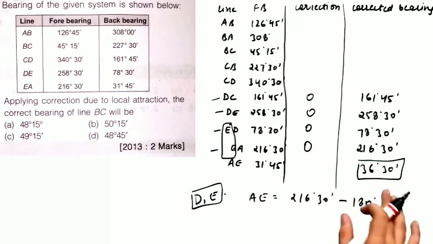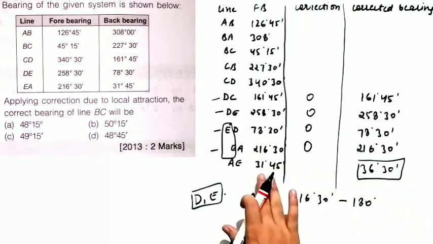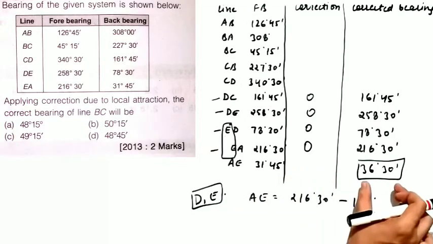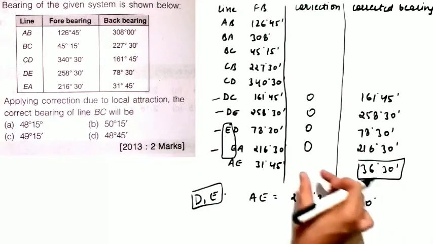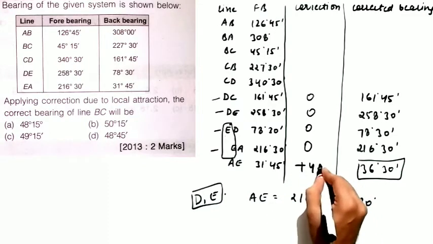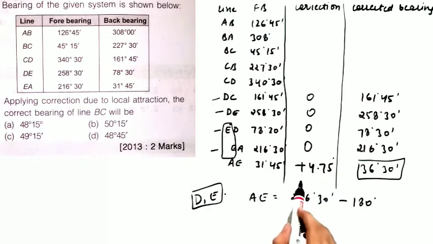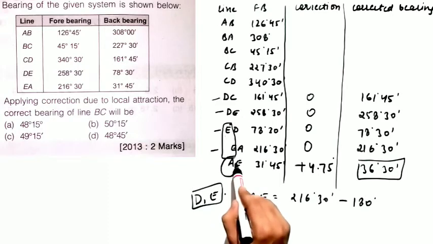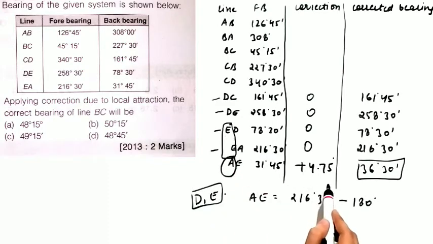Now what is the correction that is required? You need to add something to this to get this, so you will subtract this from this to get the correction. So the correction will be plus 4.75 degree. That means you will have to add 4.75 degree to this to get the correct bearing. That means station A has this much of local attraction.